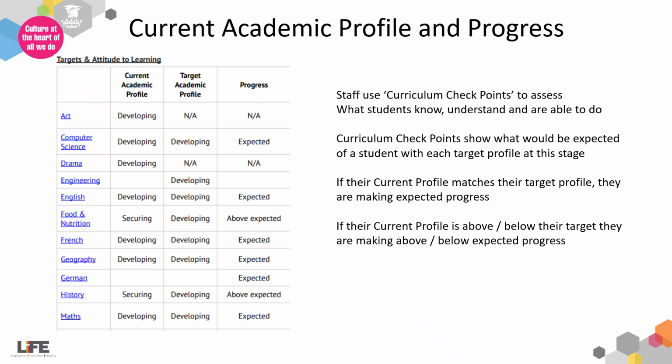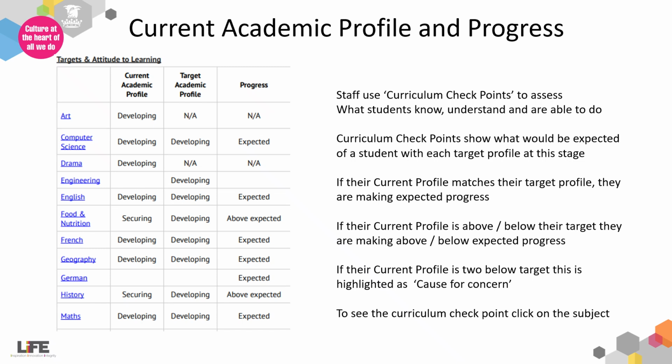However, if the current profile is above, then that would demonstrate above expected progress, as is the case for this student here. On two of their subjects, food and history, they're making above expected progress. If their current profile was below their target profile, that would show as below expected progress. If the current profile is too far below, then that would really be a cause for concern, and that would be highlighted on the report as a cause for concern.